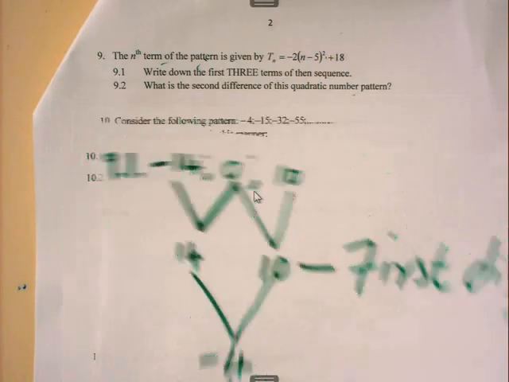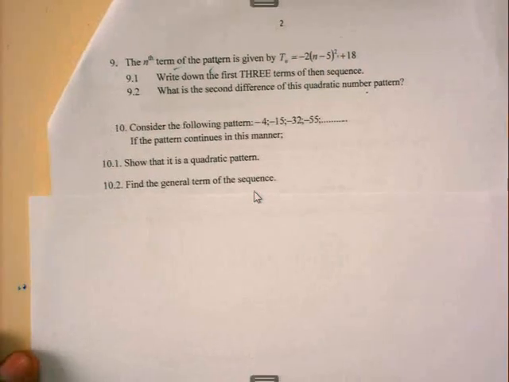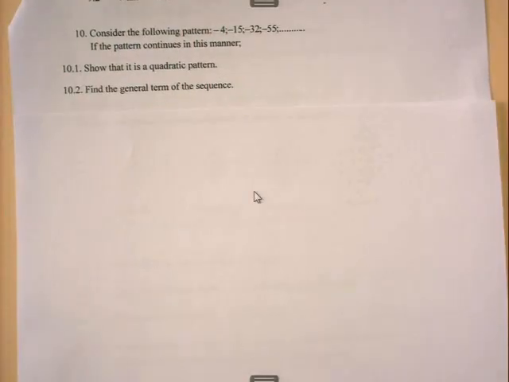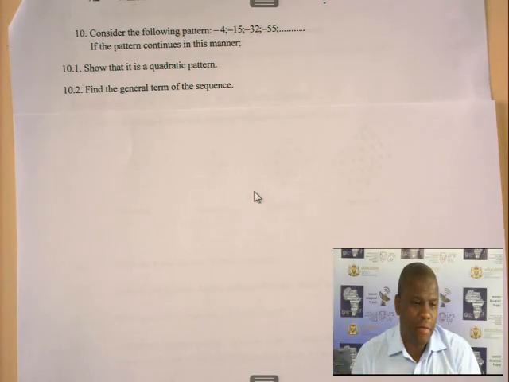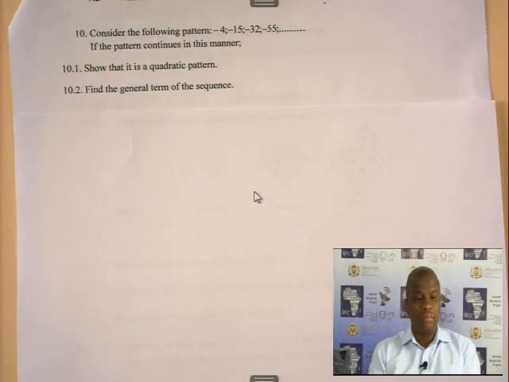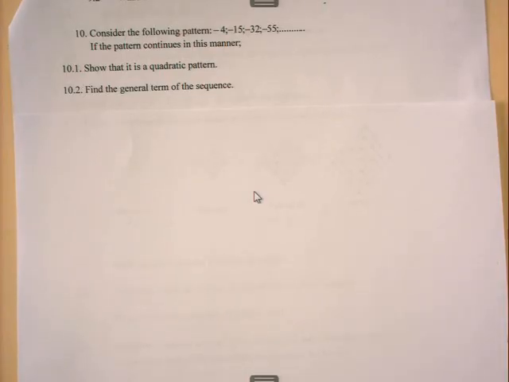Check the next question. Question number 10. Consider the pattern: minus 4, 15, minus 32, minus 55. If the pattern continues in this manner, show that it is a quadratic pattern. The question states, show that it is a quadratic pattern.